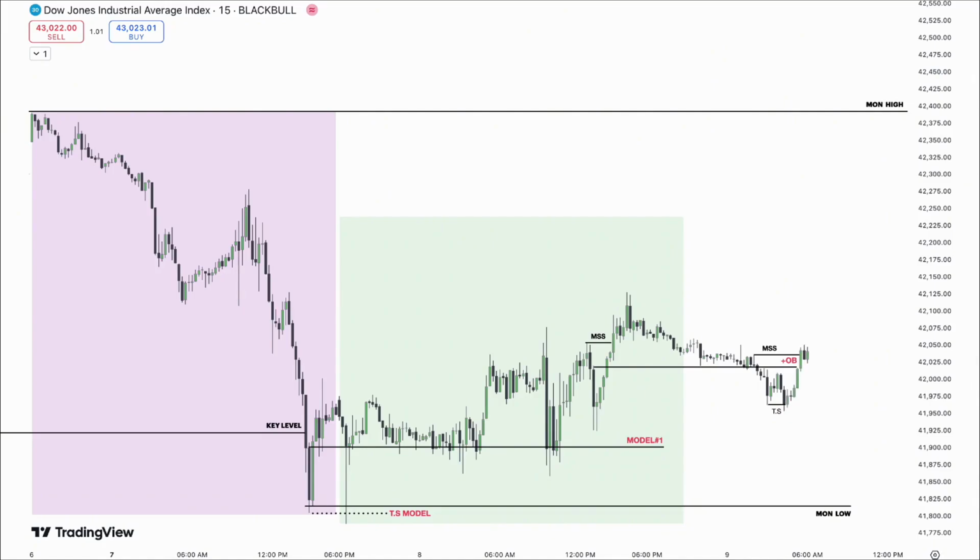Okay guys, the price has recently shown upside displacement, shifted the market structure, and created a fair value gap, so we will mark that. From here, we will open our long position, place our stop below this swing, and target the opposing end of the Monday range. Let's see how it plays out.